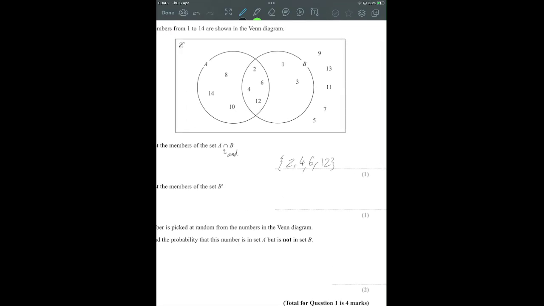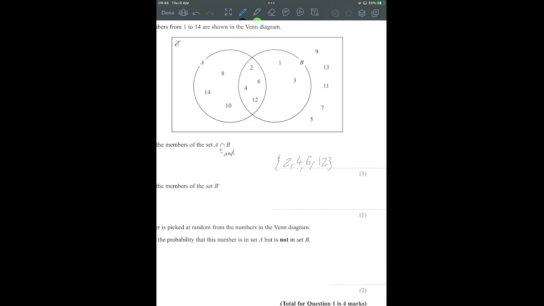List the members of B dash. Well, that little dash means not, so we're looking for all of the elements which are not in B, and I'm going to try and put them in order. A little more challenging this time because they're all over the place, but I believe so. That's 5, 7, 8, 9, 10, 11, 13, 14 are all the things which are not inside the B circle, so that is not B.